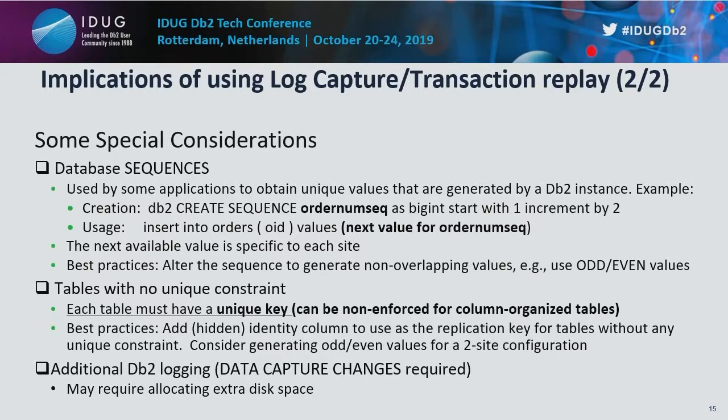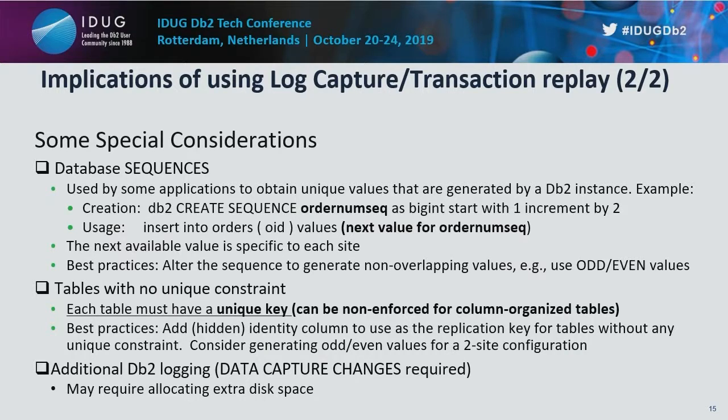If I fail over to site B and I start running this application, it will get 1, 2, 3 again. So this is perhaps the biggest caveat with using this technology for active-active configuration. You have to deal with sequence objects. The traditional way that people resolve this is they alter the values to be odd on one side and even on the other side. There's another approach to be taken also.